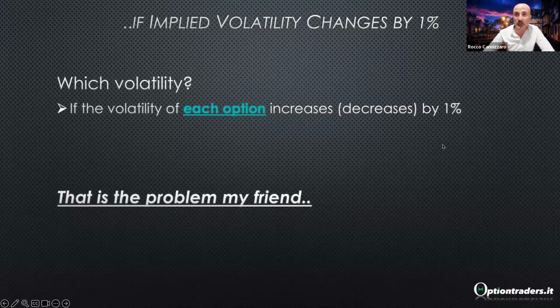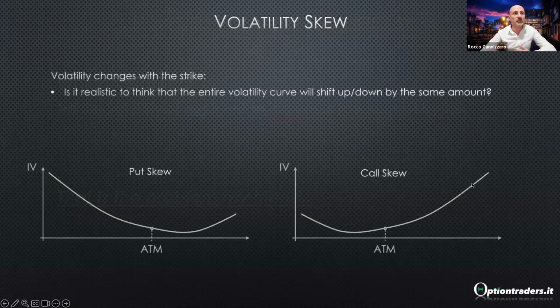And here's actually the problem, because this is not really a realistic interpretation. I'll explain why. We've just talked about the concept of skew, and we've seen how there can be put skew or call skew. So if I have a butterfly, which is 3 different options at 3 different strikes, it is really not realistic to think that the volatility, if it's going to go up, is going to go up by the same amount on each strike, on each leg.